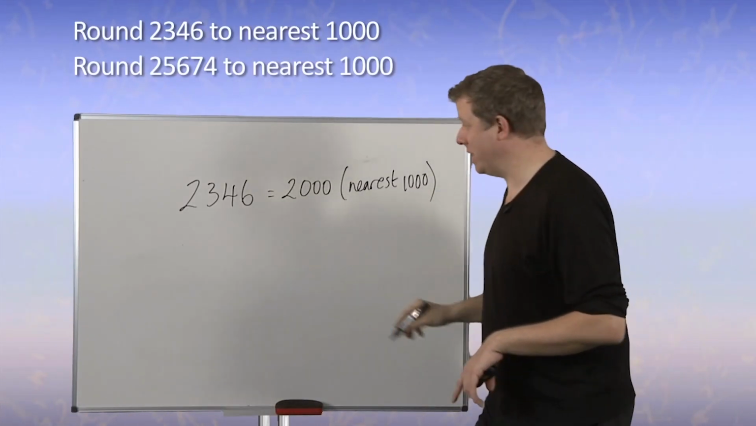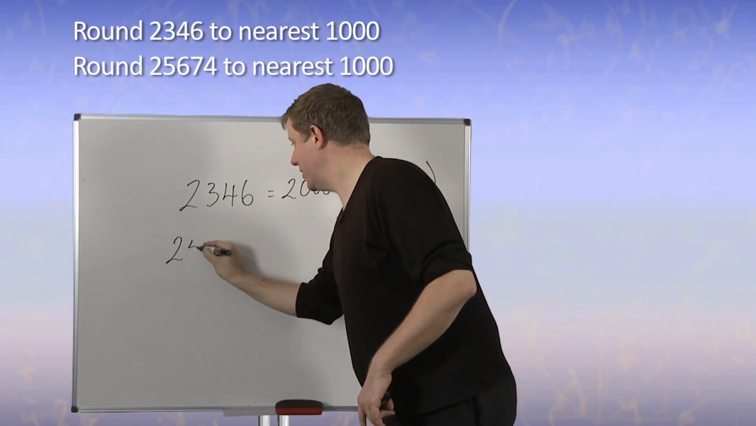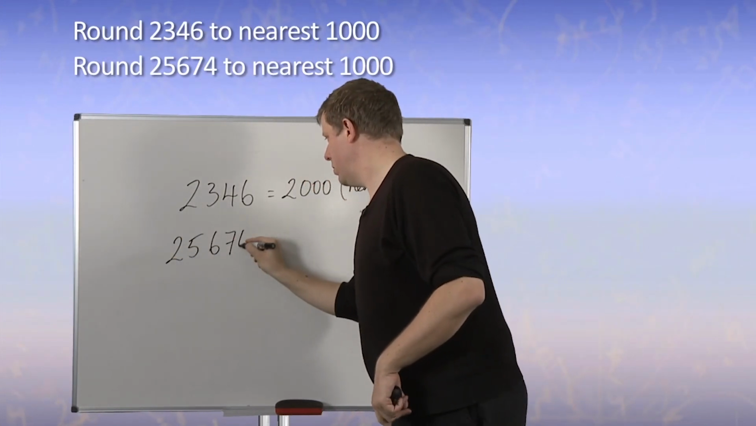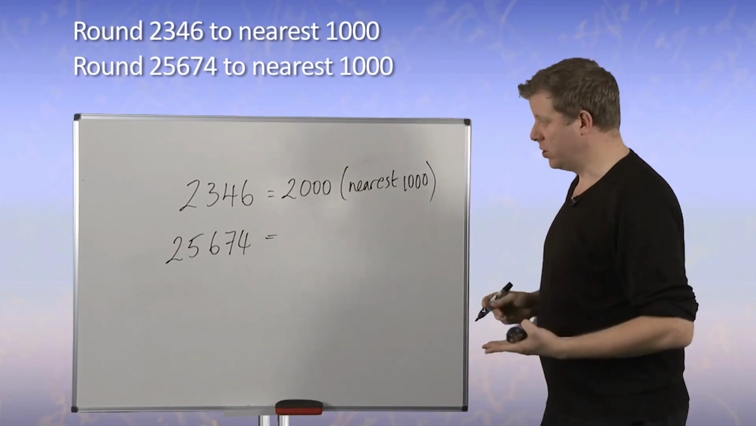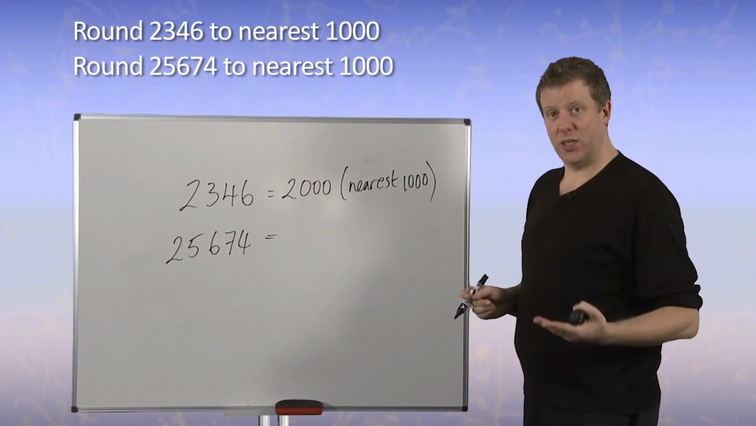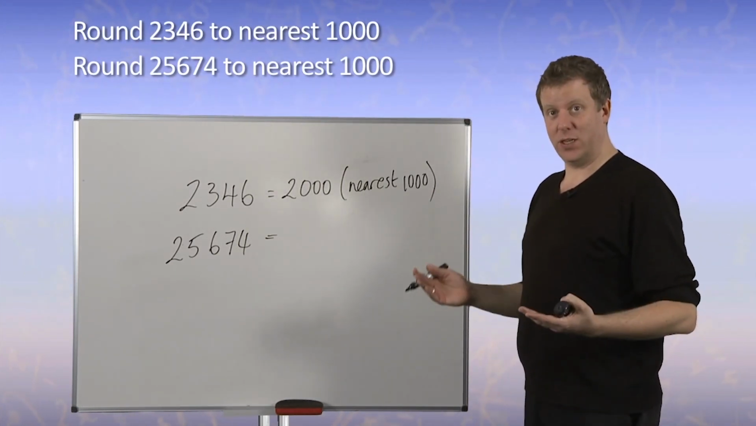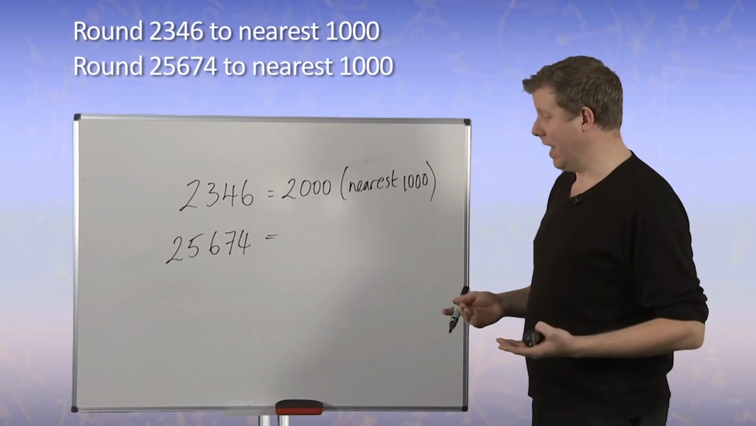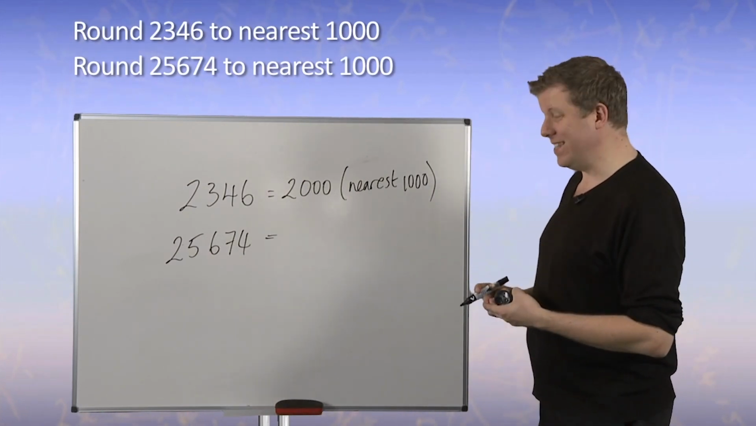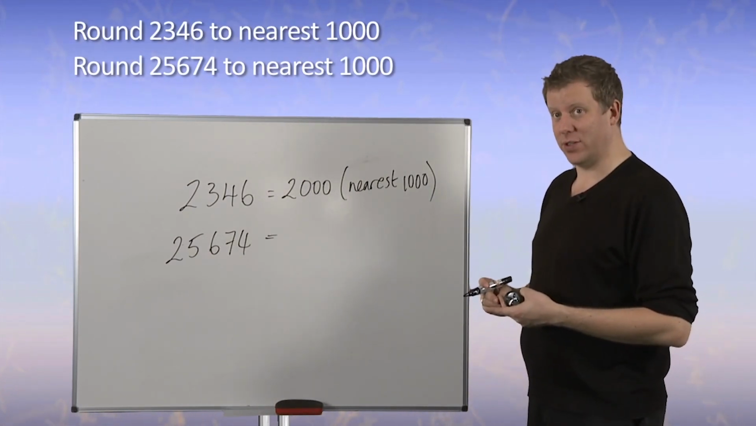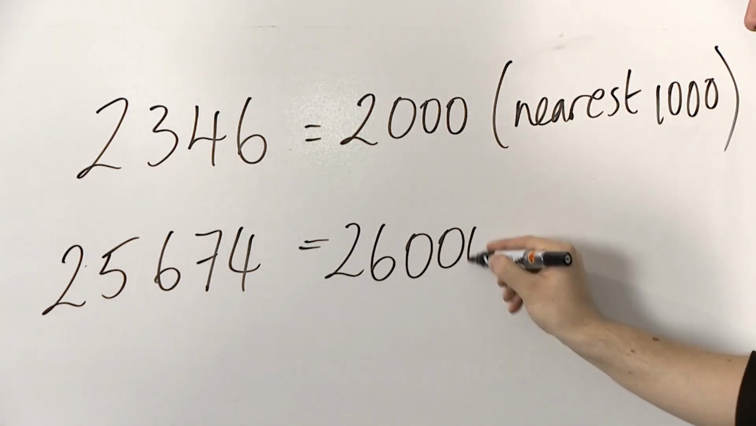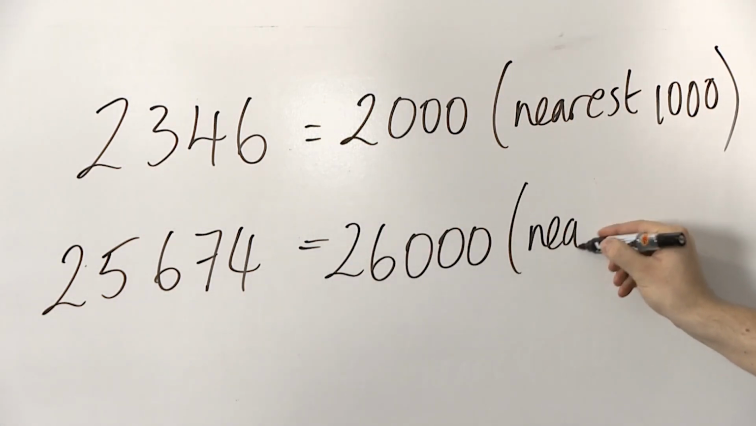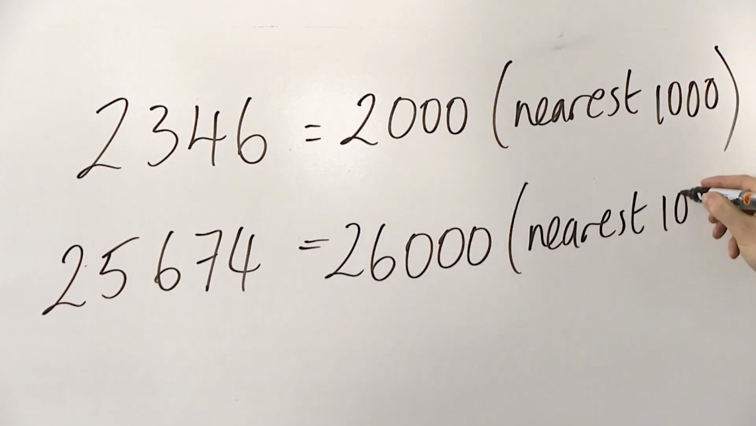Now, when it comes to 25,674, remember we're rounding to the nearest 1,000. So this would be between 25,000 and 26,000. And looking at the number here, it's nearer to 26,000. So it rounds to 26,000 to the nearest 1,000.